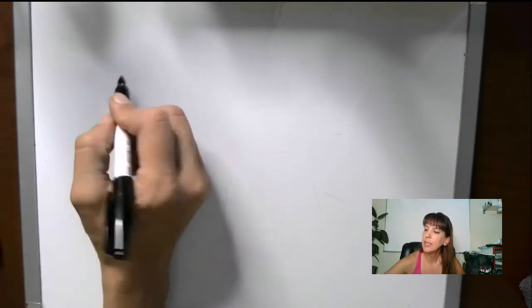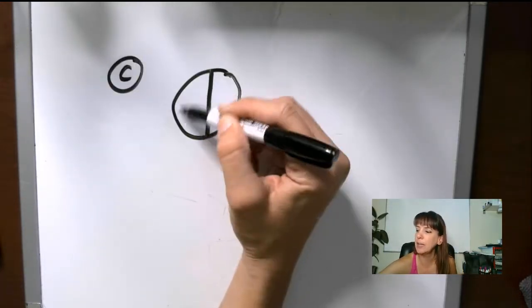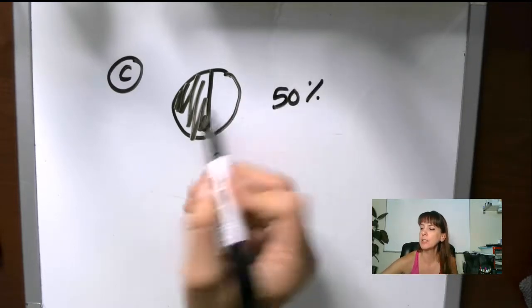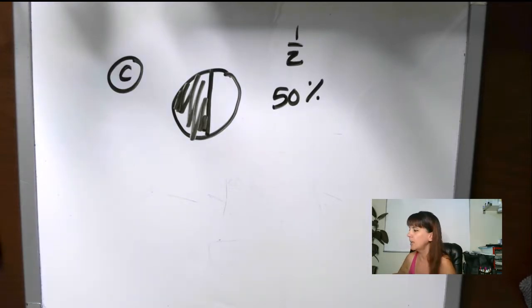Let's do C. Half of a whole is what percent of the whole? Here's a whole circle and half of it. What's that percent? Guys, that's the one I wanted you to memorize. 50% is 1/2. 1/2 and 50% are the same thing.